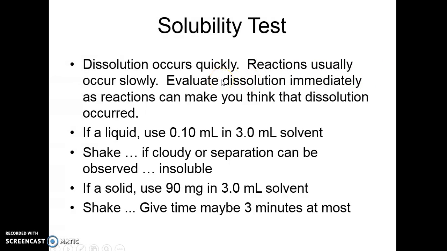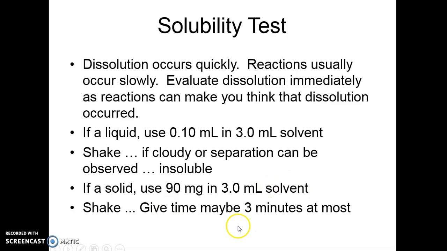In order to encourage dissolution, you're going to shake, and the best way that I found to shake them is to hold the test tube and rap it against your fingers violently. It's not so that it spills, but so that you're getting very, very good vibration within the test tube. If you're using a liquid, you're going to use 0.1 mL and 3 mL of the solvent. If it's a solid, you're going to use 90 milligrams. You can weigh out 90 milligrams and see approximately what size that is, and then estimate it from then on. You don't have to weigh it out each time.